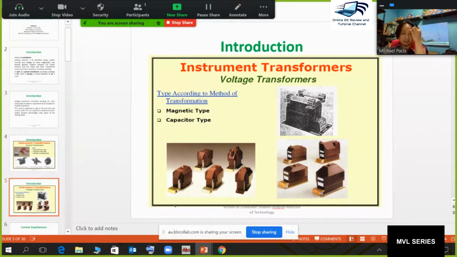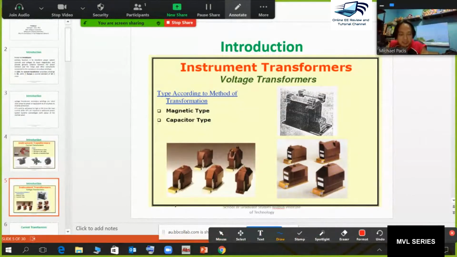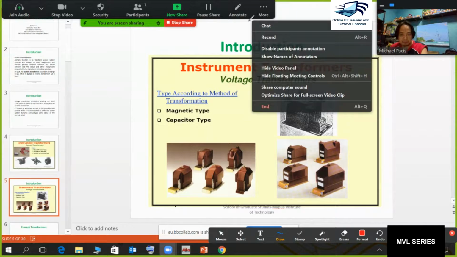Okay, now your instrument transformer, voltage transformer, you have two types. It can be a magnetic type or a capacitor type. So this is the magnetic type and this is the capacitor type. Well, we will not go into details of this because our main goal is the current transformer. But we just give you a brief introduction on how they are classified into types and classifications.